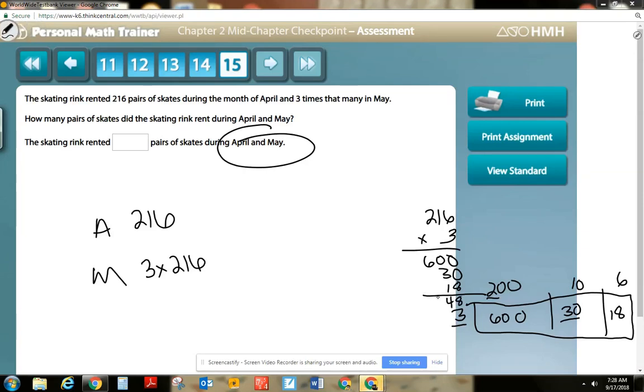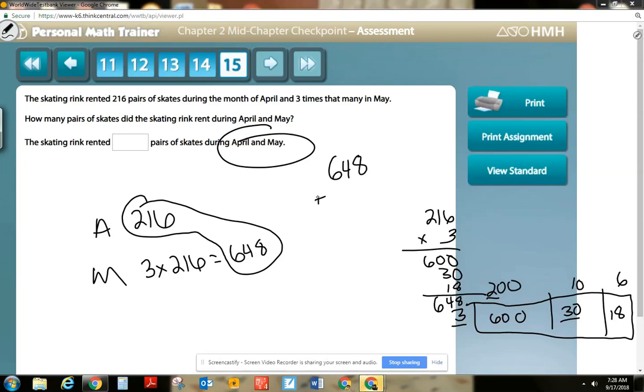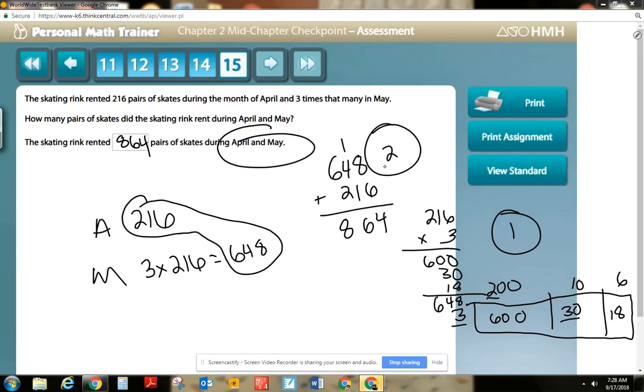You should write neatly on your piece of paper. So in April, they rented 216 pairs. In May, they rented 648 pairs. How many is that total? So now I need to add April and May together. Make sure you regroup. So they rented 864 pairs of skates during April and May. This is a 2-step problem. The first step was to figure out how many skates were rented in May, and then the second step was to add together April and May.